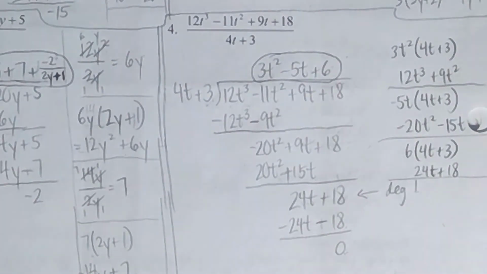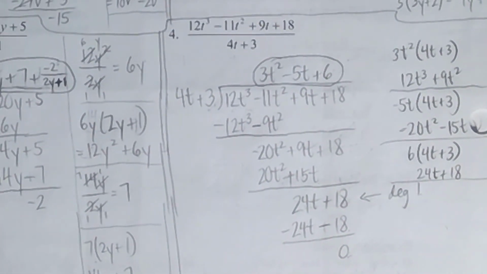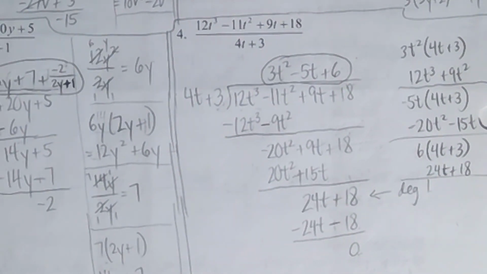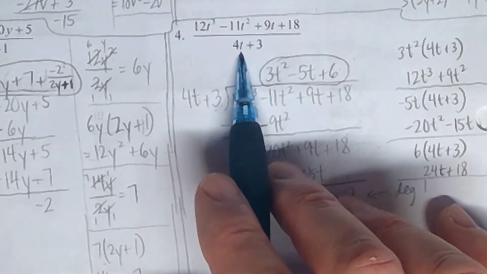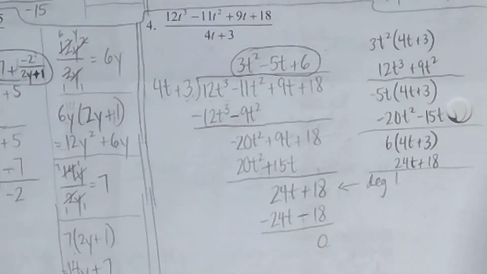So that concludes section 6.4, dividing polynomials. Again, please remember that when you divide by a single term, it's a completely different method than when you divide by two terms. Very important for when you're studying for the exam.